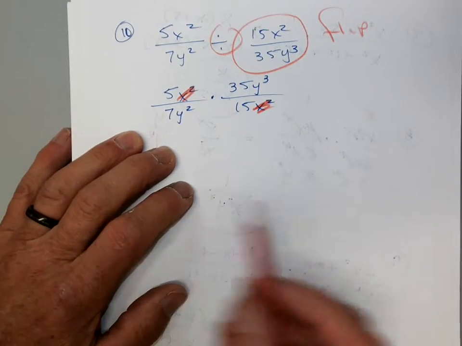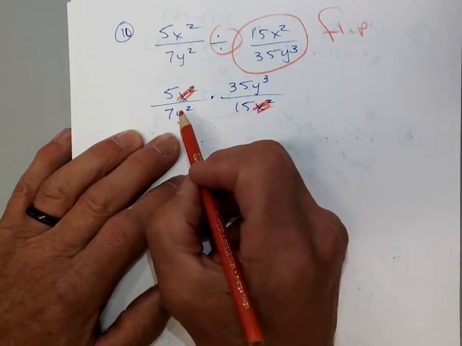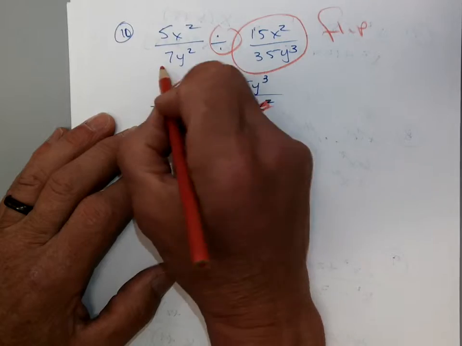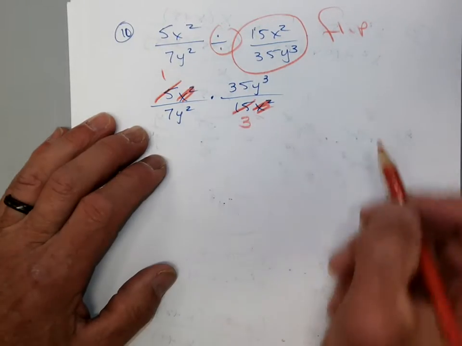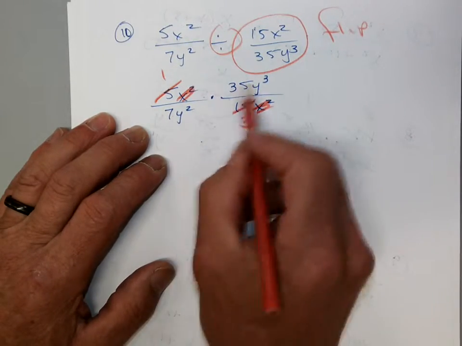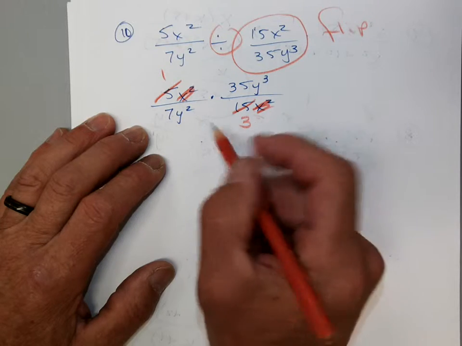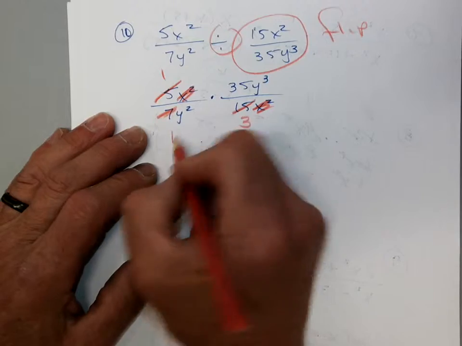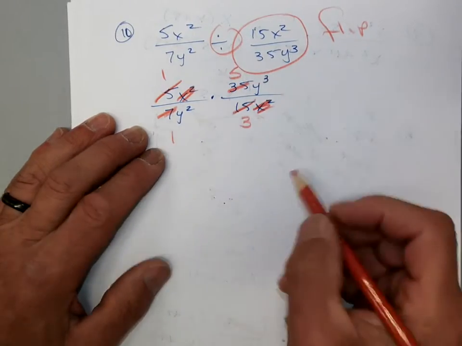Get rid of that. Let's see, I've got 5 and a 15, so why don't I make that a 1 and a 3, right? A 7 and a 35, how about a 1 and a 5, right? Y squared, y cubed.